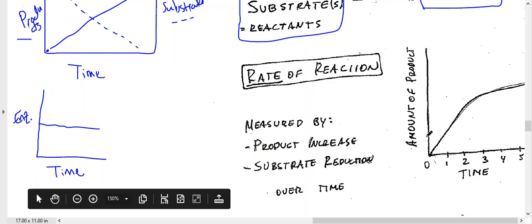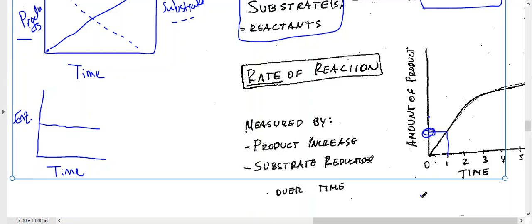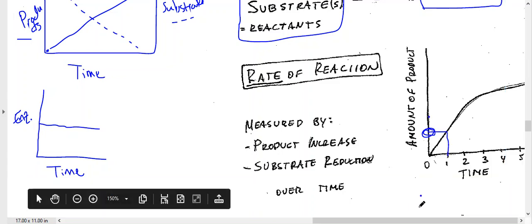And one way you can do this is to do it just the way you would do it in math. You would calculate the rise over the run. You would calculate the slope. So at 1 minute, you have that much product, right? At 2 minutes, you have that much product. At 3 minutes, you have that much, and so on.